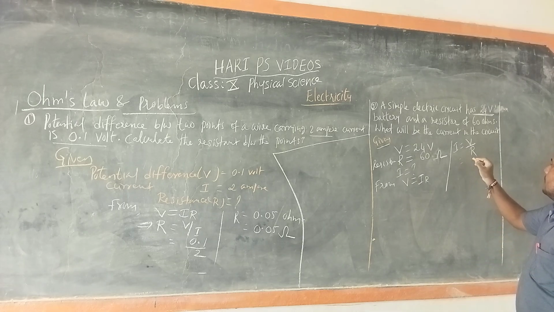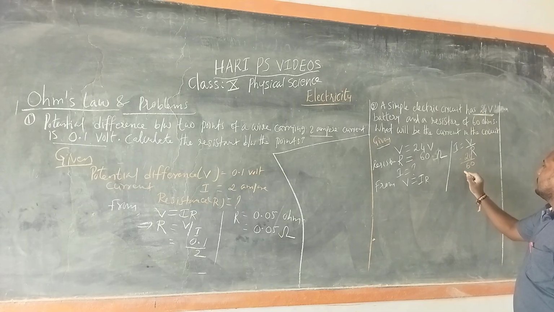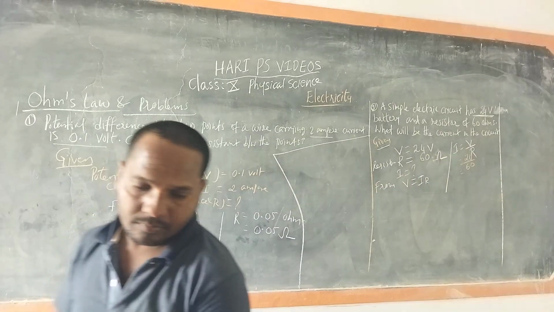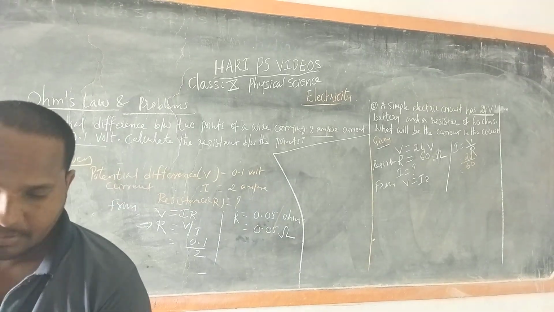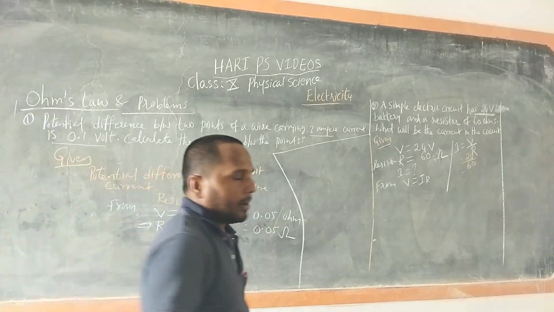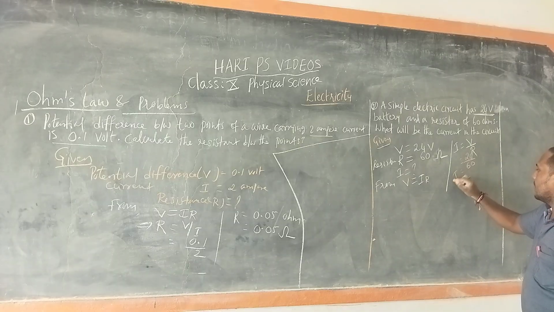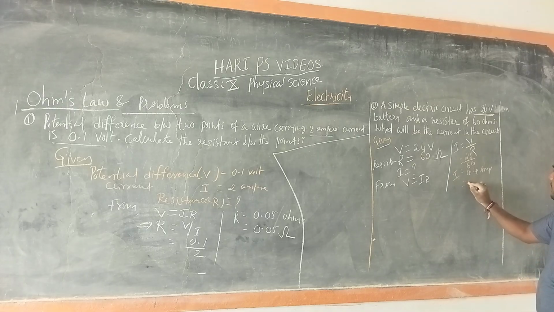Then substitute the values: 24 by 60. By simplification, we get I is equal to 0.4 ampere. Or simply we can write 0.4 ampere.